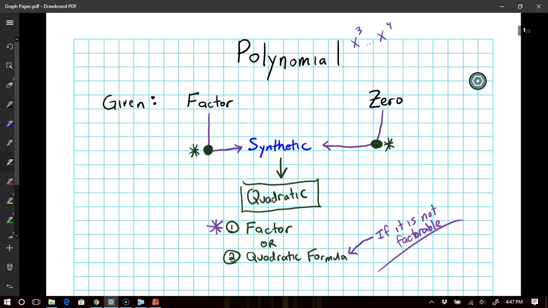So, thought process: given a polynomial, we're going to do synthetic division with either a factor or a zero. From there, we're going to do factoring or the quadratic formula and then solve. That is the overview of today's lesson. We're going to go on to the next video and see it in work.